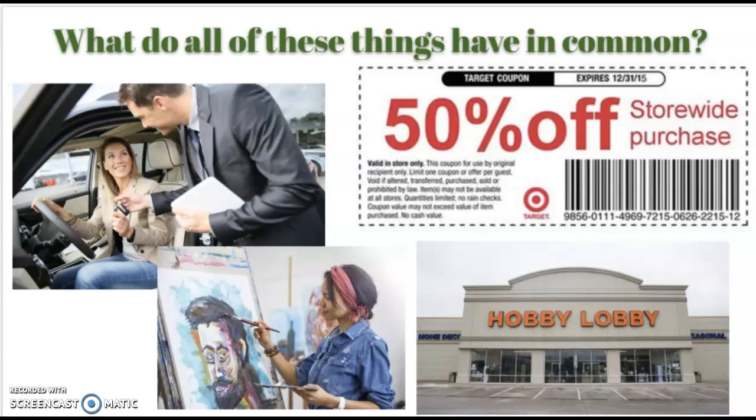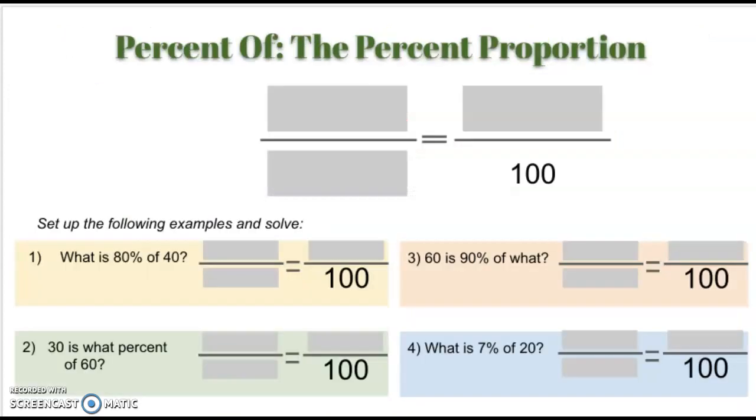So my question to you is, what do all of these things have in common? A coupon, Hobby Lobby artist, and car salesman. What do they all have in common? You have notes to follow along with. If you will go ahead and pull up that Google Doc, we'll fill that in as we go along.